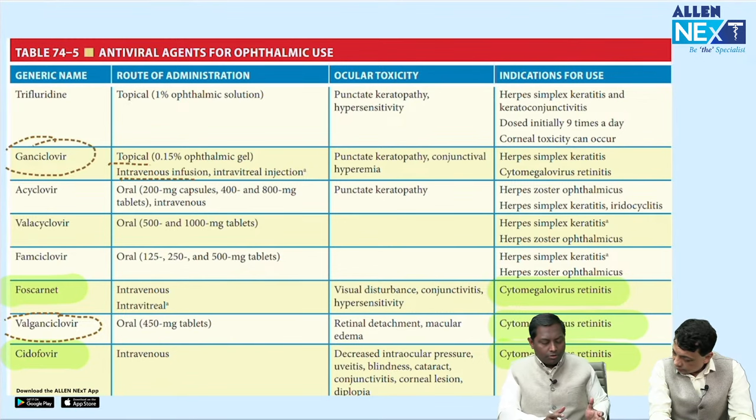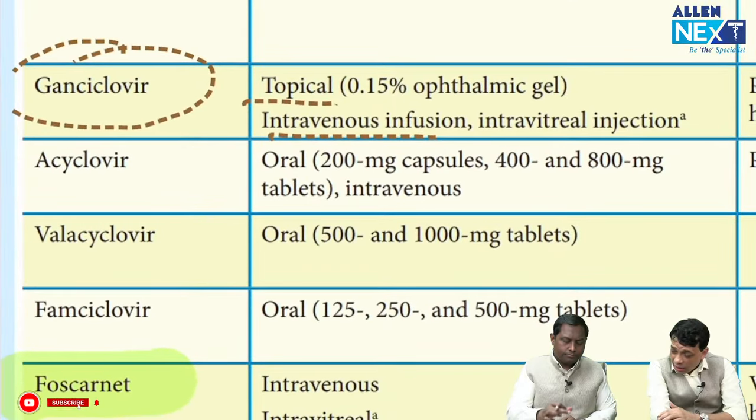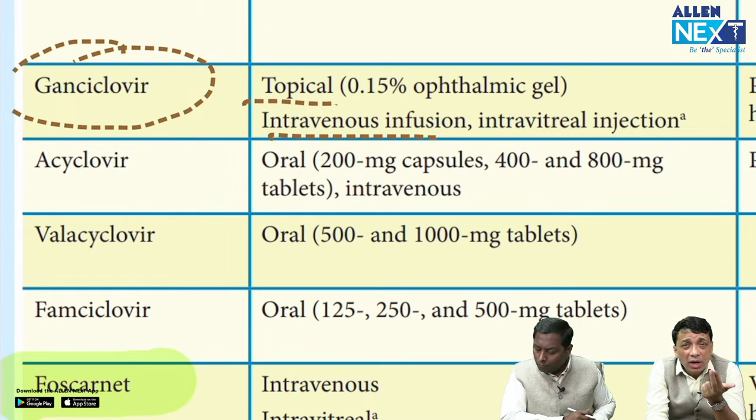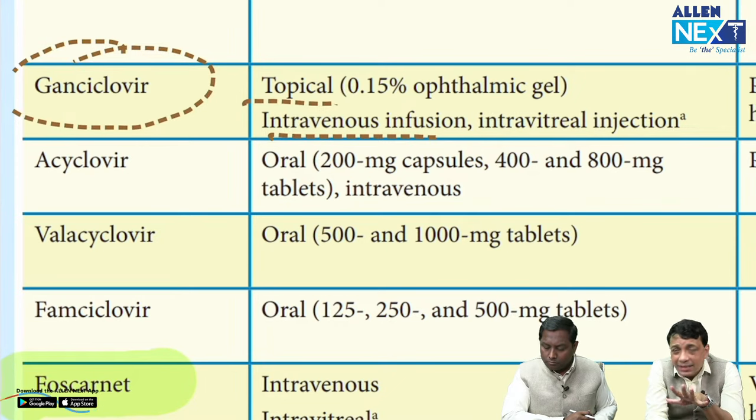Sir, what do you say about topical in CMV retinitis? How effective is it going to be? It is not going to help at all, Dr. Siraj. You see, because this is CMV retinitis, topical drugs do not have enough penetration to go beyond the aqueous humor. So topical ganciclovir is out of the question. It doesn't help at all. We have to give either IV or oral.